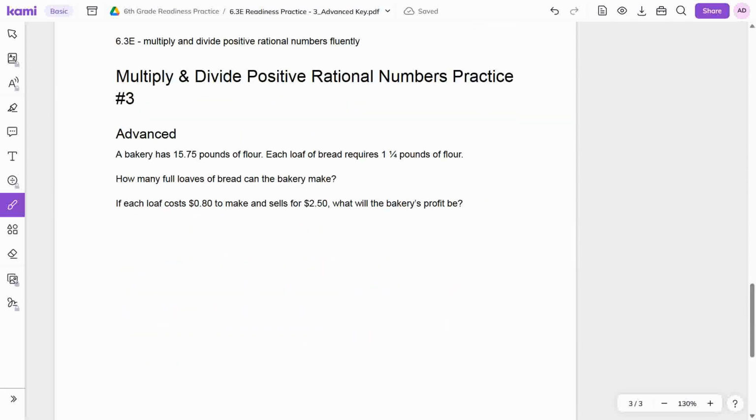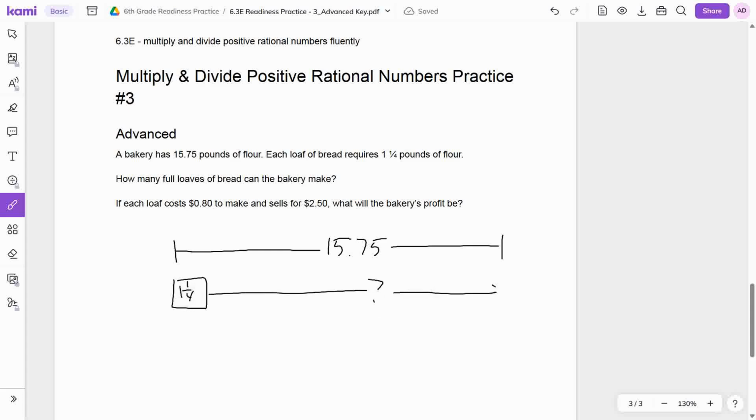For our third problem, we've got a bakery. Now, it has so many pounds of flour, and each loaf of bread requires 1 1/4 pounds. Okay, so if I'm going to draw a diagram to represent this, my total is how many pounds of flour I have. I need to divide that into groups of 1 1/4. The question is how many groups can I get? And this one does say full loaves of bread, so I'm not interested in a remainder. I just want to know how many full loaves can I get.